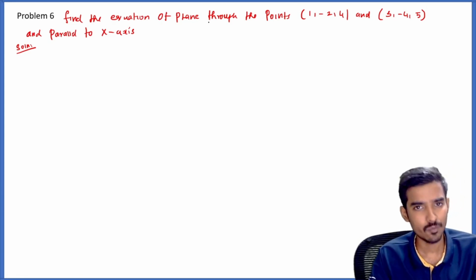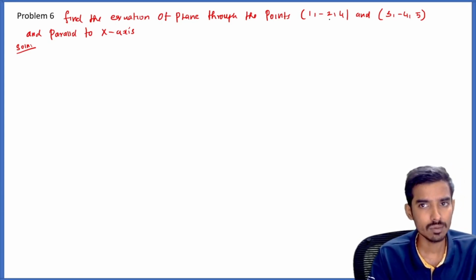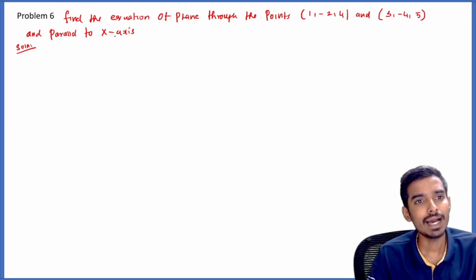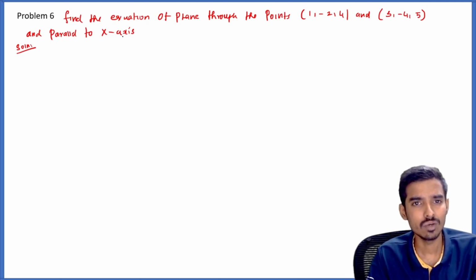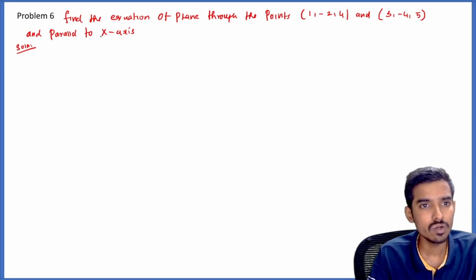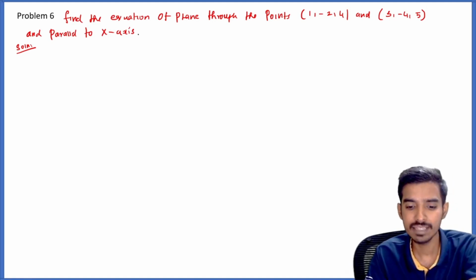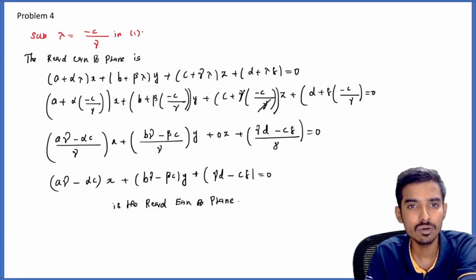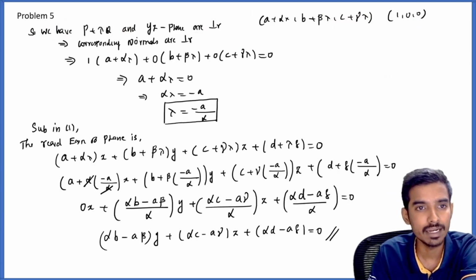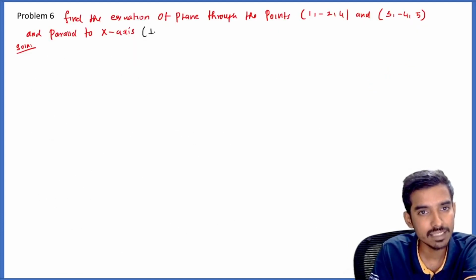Find an equation of plane through the points 1 comma minus 2 comma 4 and 3 comma minus 4 comma 5 and parallel to x-axis. Right? This is somewhat similar to the one that we did in the previous part, that is the equation of plane passing through 2 points and perpendicular to one plane. So we know if a plane is parallel to x-axis, it will be perpendicular to the yz plane, right? So it will be perpendicular to the yz plane.